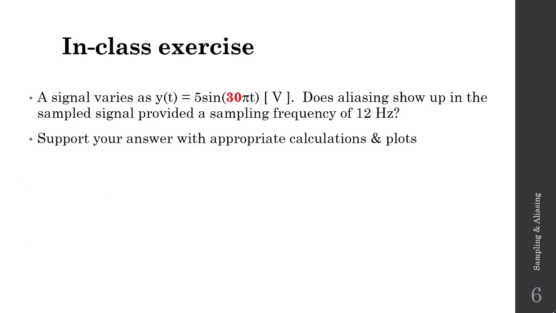Let's continue the in-class exercise, and now we have increased the frequency of that analog input signal. Here we have a signal varying as y of t is equal to 5 times sine of 30 pi t. We're going to sample it at the same sampling frequency, 12 Hertz, and the same questions are posed, right? Does aliasing exist in the sampled signal? And if so, what is that alias frequency? Once again, I'd recommend go ahead, pause the video, and in a couple seconds, we'll walk through the solution together.